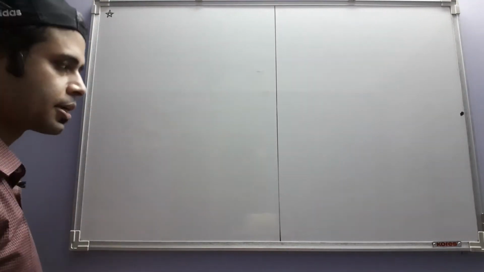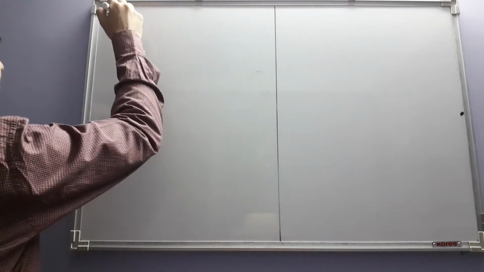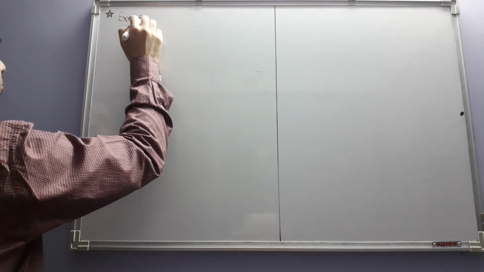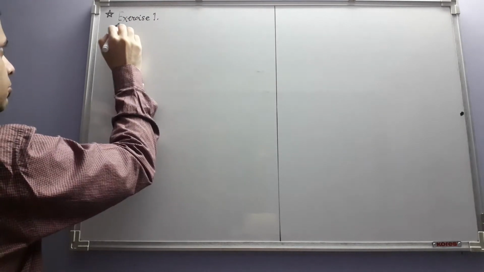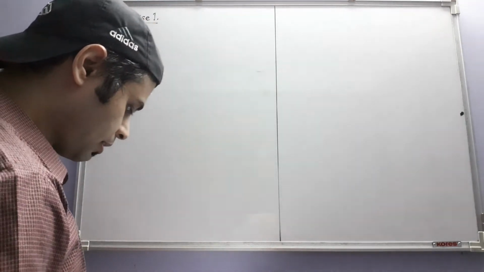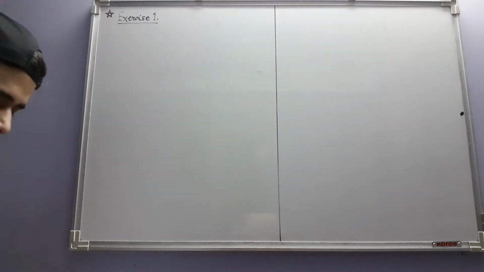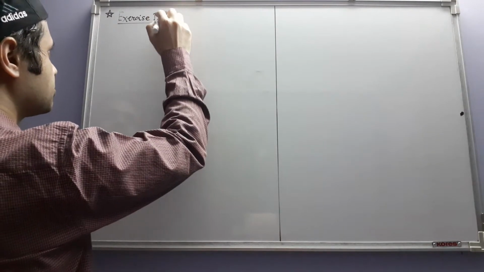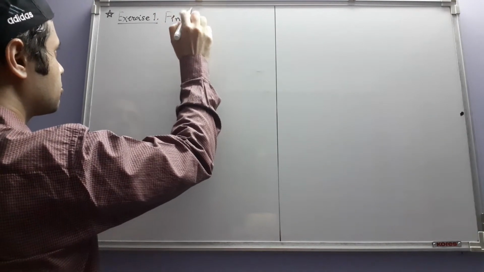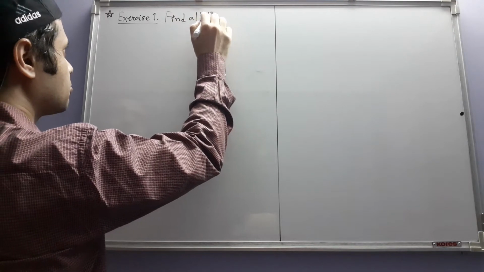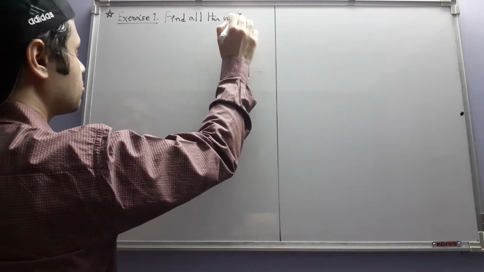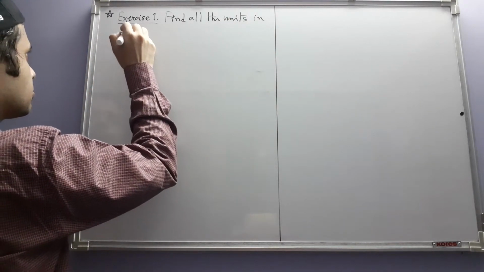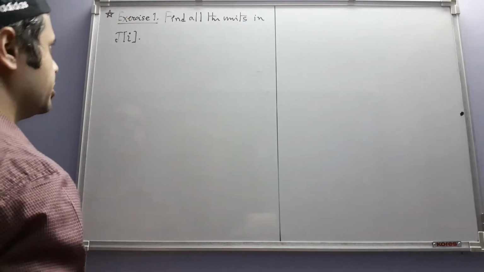Okay, so let us now solve the exercises. The first one asks us to find all the units in the ring of Gaussian integers. Find all the units in J(i).